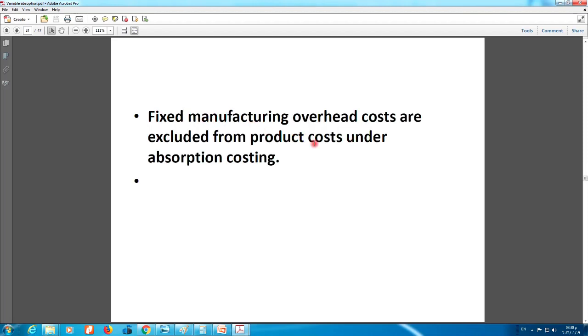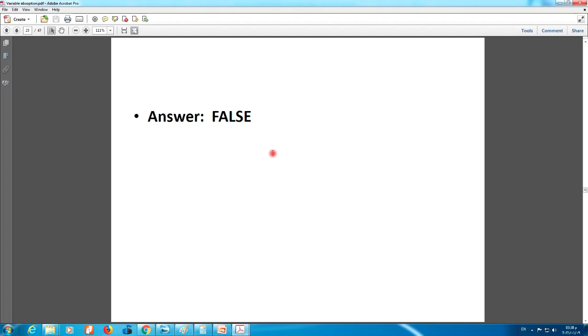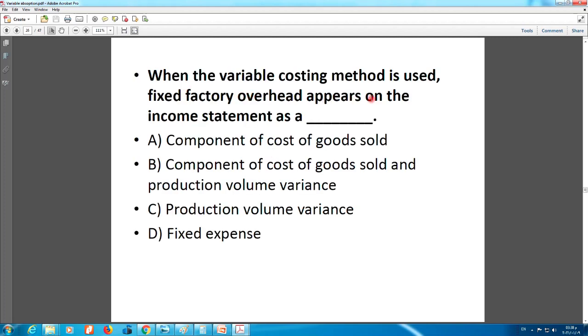Fixed manufacturing overhead costs are excluded from product costs under absorption costing. False. When the variable costing method is used, the fixed factory overhead appears on the income statement as a component of cost of goods sold, and production volume variance, fixed expenses.